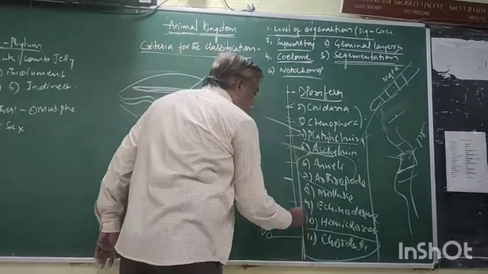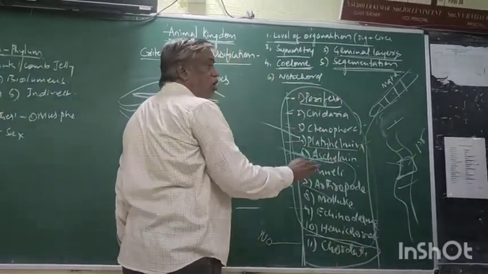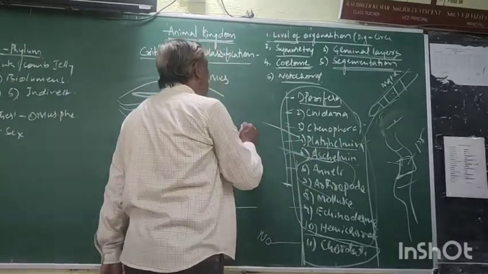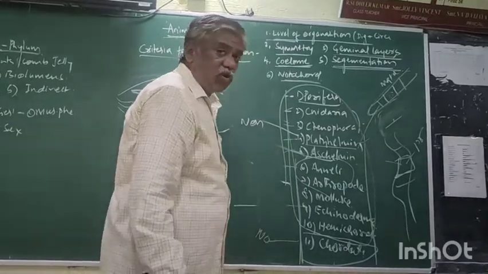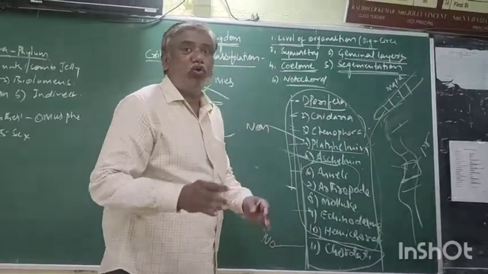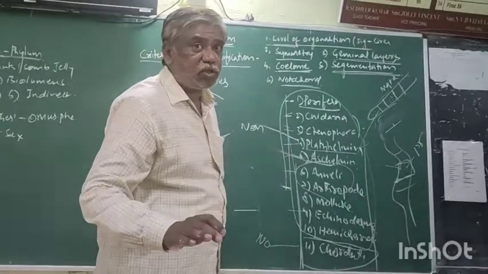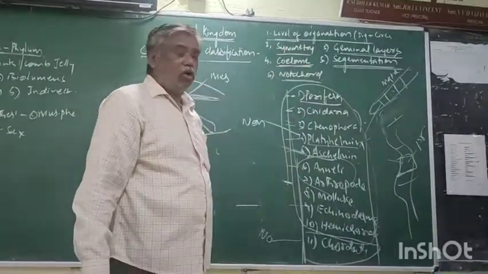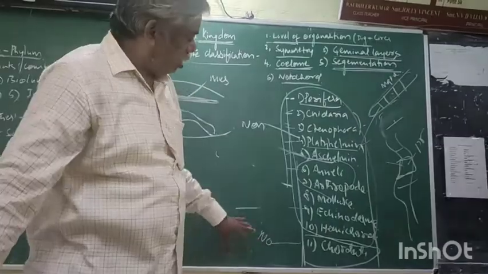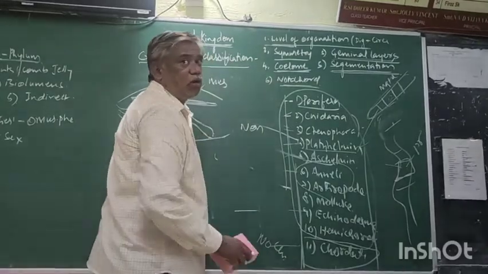Now, Porifera to Hemichordata. In these 10 phyla, notochord is absent. Hence, these are called non-chordates. That means the total 11 phyla are classified into two groups, non-chordates and chordates, based on the presence and absence of notochord. This is the criteria. Now, coming to the non-chordates, one by one.